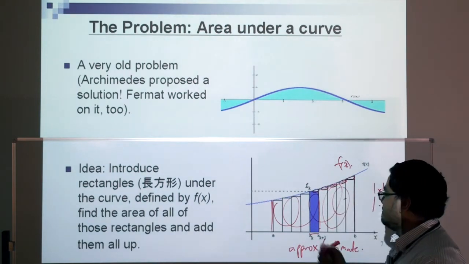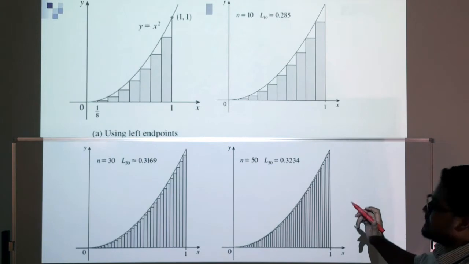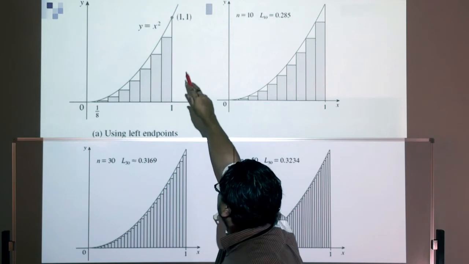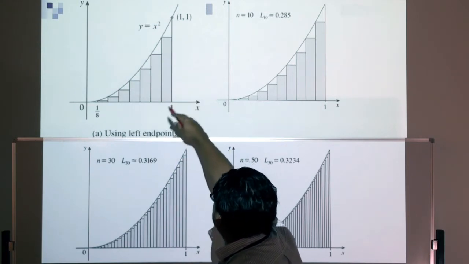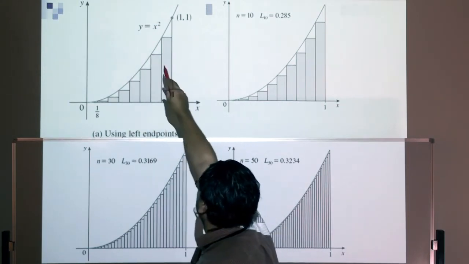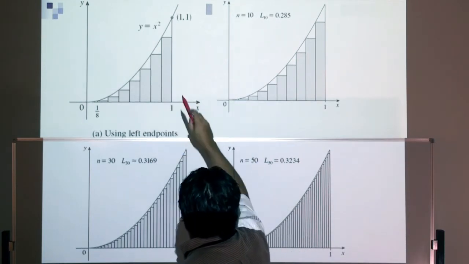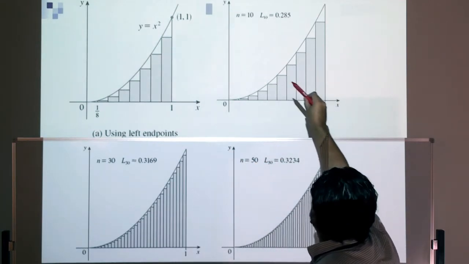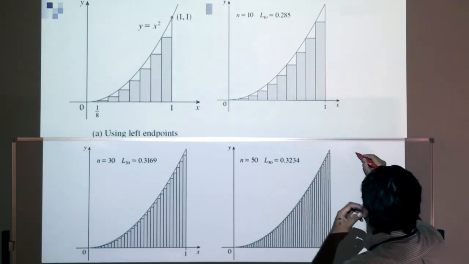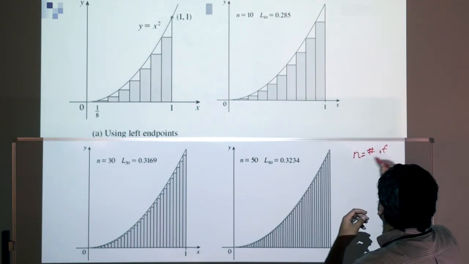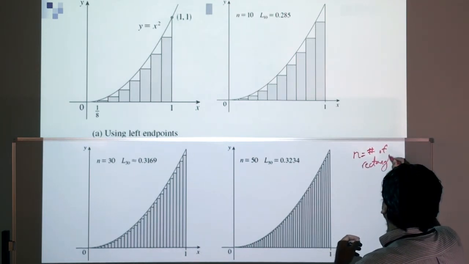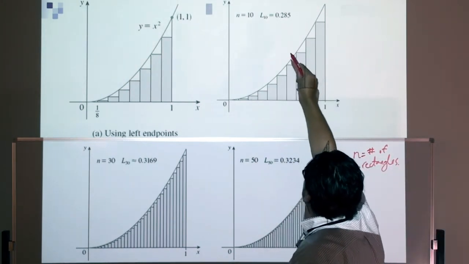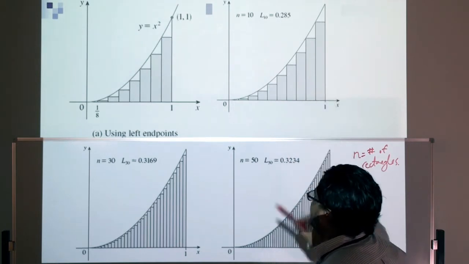So let's move on. In this example here, we take the left points of the rectangles. We put them under a curve. And this is the function here, the curve is basically y equals x squared. So we want to know the area from 0 to 1. Here we use n equals 10, which means the number of rectangles is 10. When we use 10 rectangles, we find the area of the rectangles and we get 0.285.